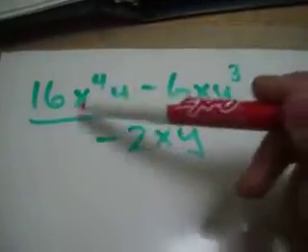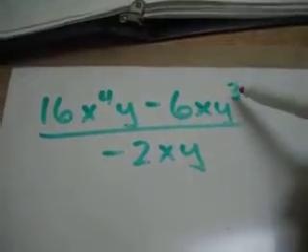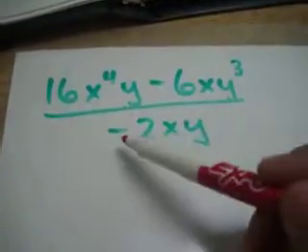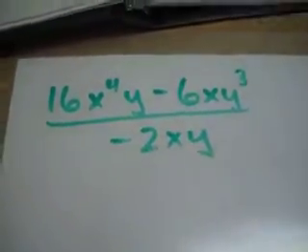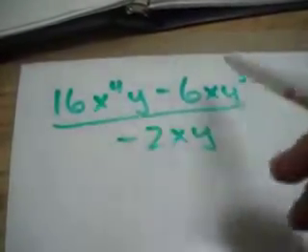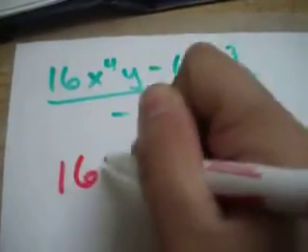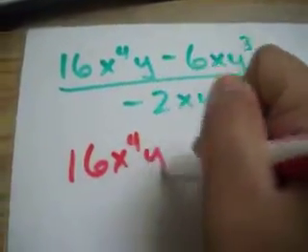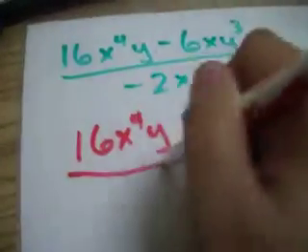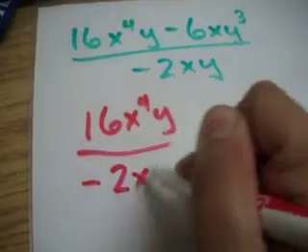Here I have 16x^4y minus 6xy^3, all divided by negative 2xy. So again, let's break up this binomial into monomials. So we're going to have 16x^4y divided by my denominator, negative 2xy.